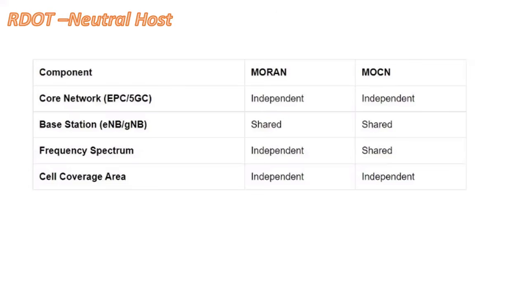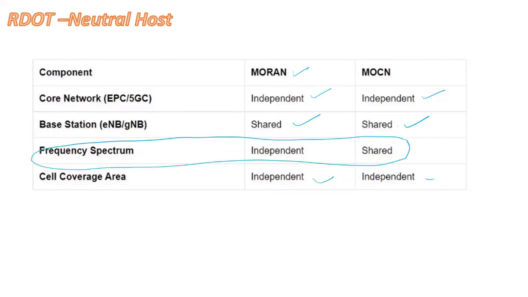So again, what are the differences between multi-operator core network and multi-operator radio access network? Here they have independent core. The base station is shared for both MORAN and MOCN, and the frequency spectrum in case of MORAN is independent, so you can change the parameters related to frequencies, powers, and other parameters. But in MOCN it is shared, so you can't change it. Cell coverage area is independent in both, right? So this is the major difference between MORAN and MOCN. In MORAN, frequency is independent, but in case of MOCN, frequency is shared between different RAN operators.